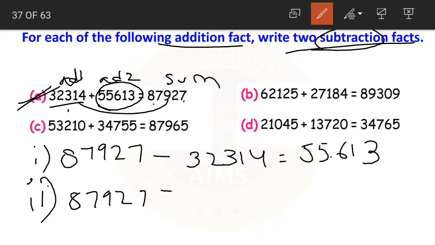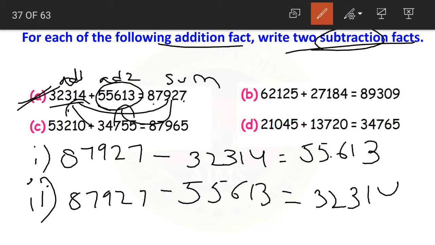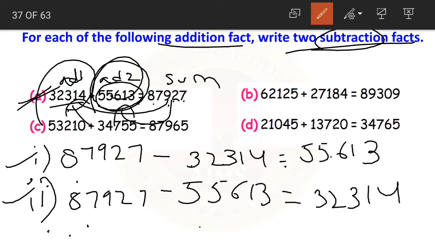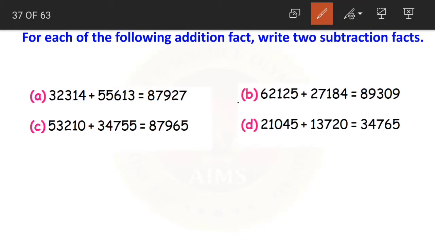55,613. Now coming to the second fact, sum minus addend 2, 55,613 is equal to, what will it give us? It will give us addend 1, 32,314. Clear, children? These are our two subtraction facts. Write the sum, subtract one addend, and the answer will be the other addend. Again, in the second, write the sum, subtract addend 2, addend 1 will be our answer. Coming to the next question.